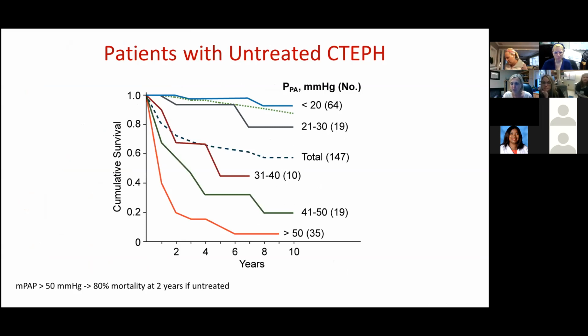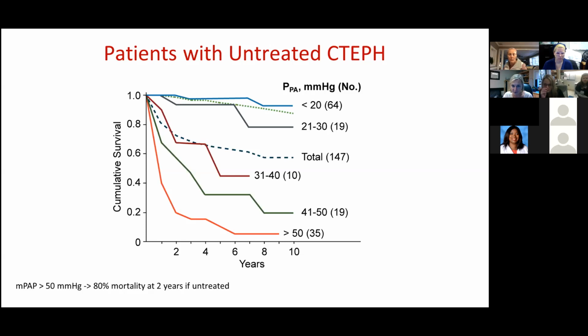So if we discuss untreated CTEPH and see how patients do long term, the biggest factor that dictates whether people do well or don't do well is how high their pulmonary pressures are. And what you see here with these different curves is how high the pulmonary pressures are. So the red curve is pulmonary pressures more than 50.